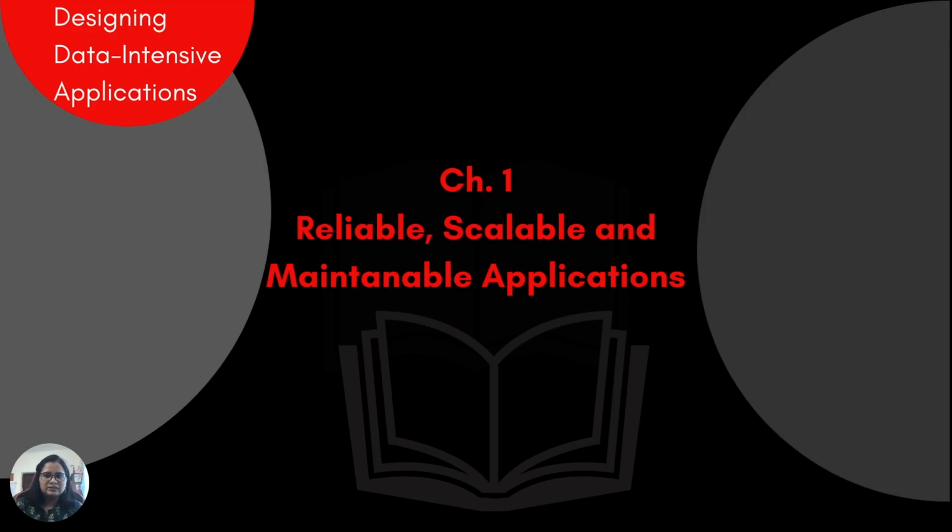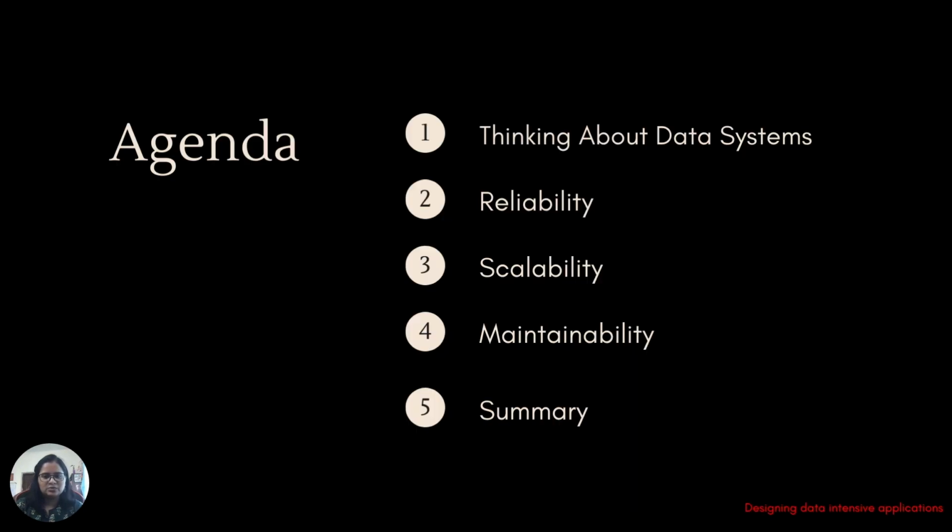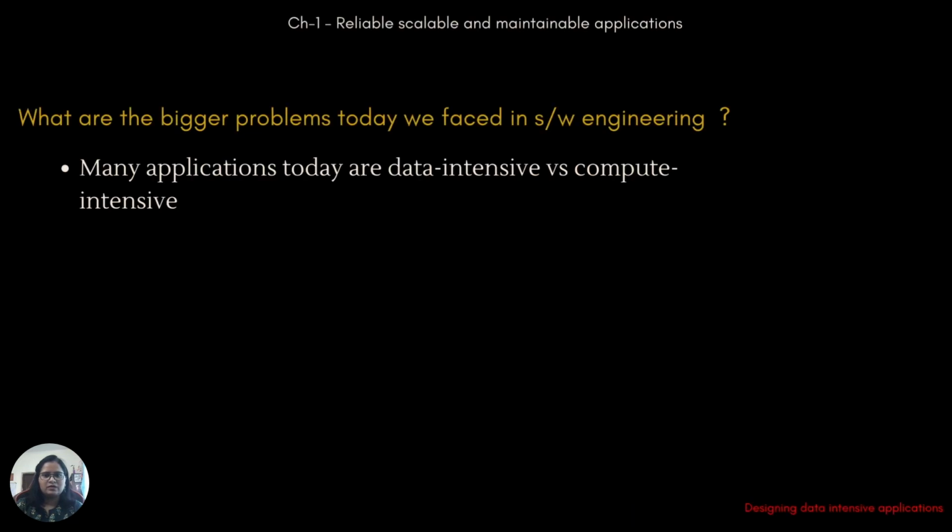What do we expect when we talk about a server-side backend system? It should be reliable, scalable, and maintainable. When can we say a particular system is very reliable or scalable? Let's understand all these concepts in this chapter. So, the agenda of the chapter will look like this.